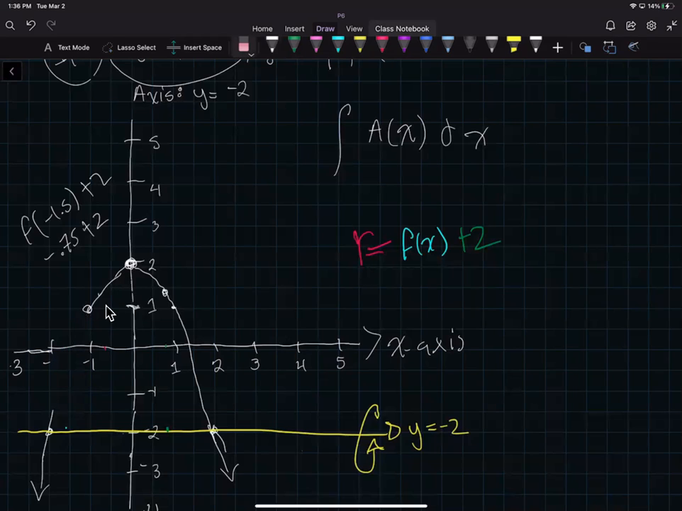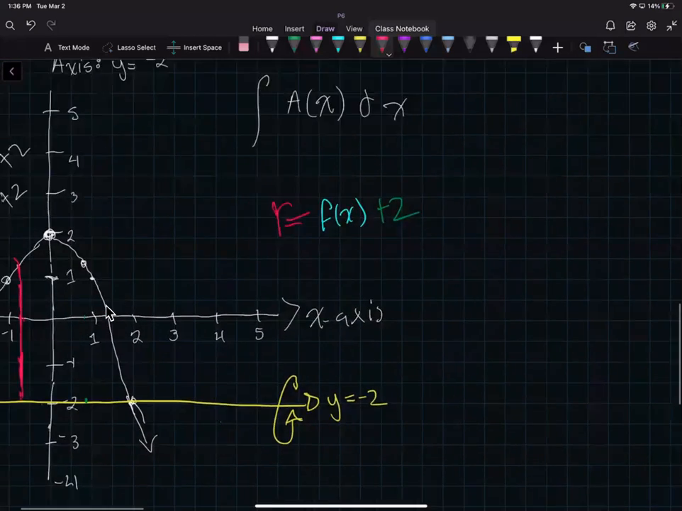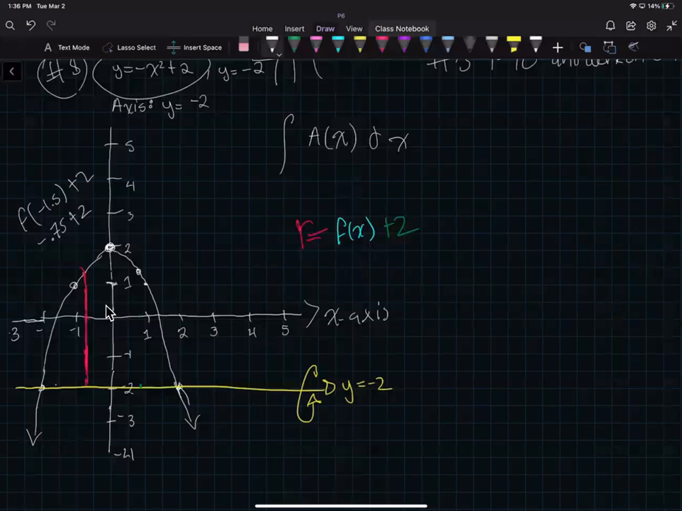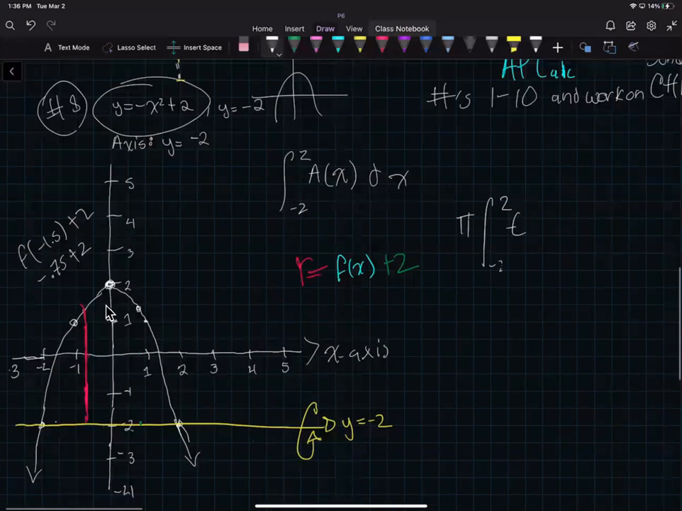Okay, so that's just the different examples that you could have. So now let's go ahead and integrate this. So what is this going to be? Well, this is going to be from negative 2 to 2, and this is going to be pi, negative 2 to 2. Oh, I already put pi. And then you have r squared. So r is f of x plus 2. So f of x is negative x squared plus 2.